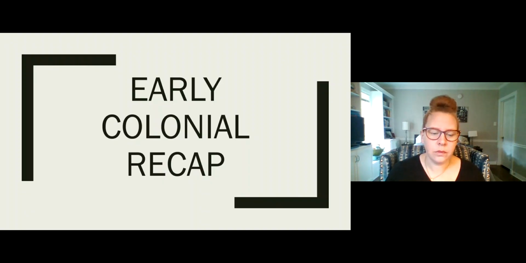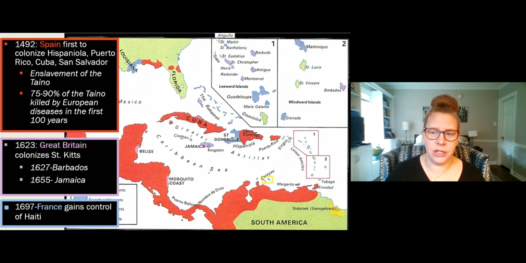So really quick, what have we talked about thus far? What's been the rising action? So we're in the age of exploration, right? First Spain gets here. Columbus tries to enslave all the Taínos. They die very quickly, okay? So the Taínos didn't make very good slaves.